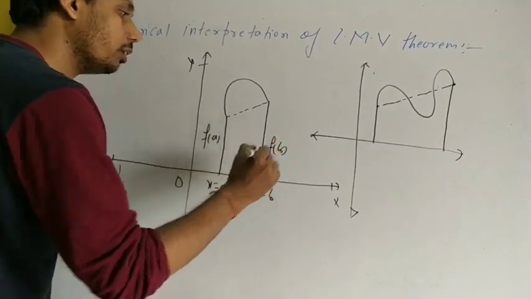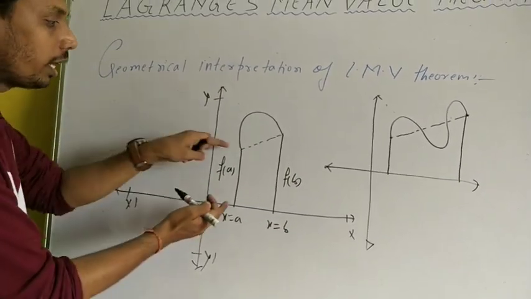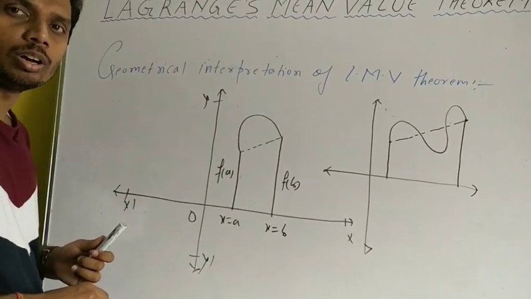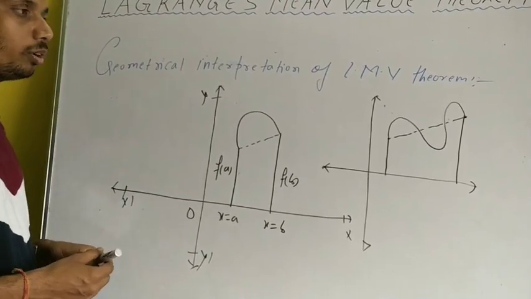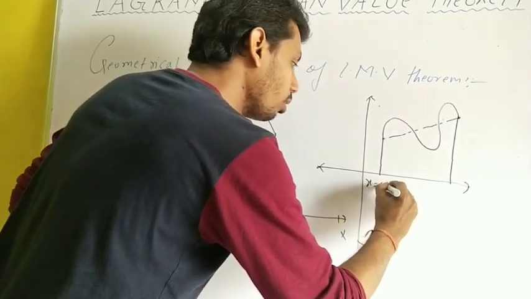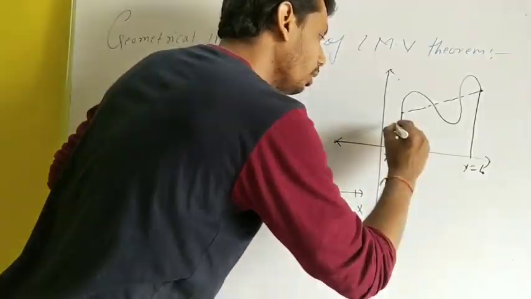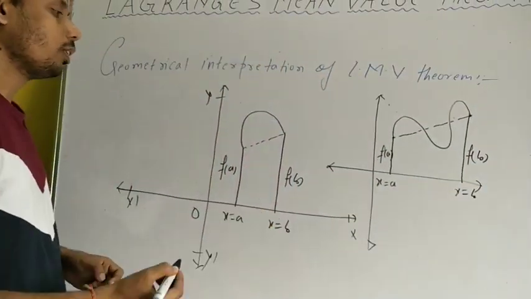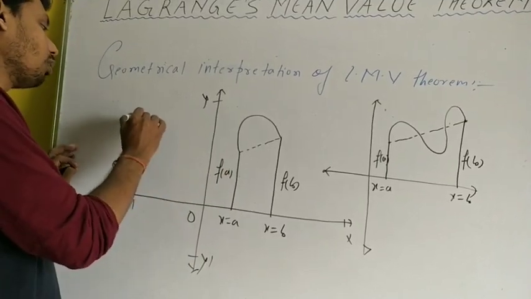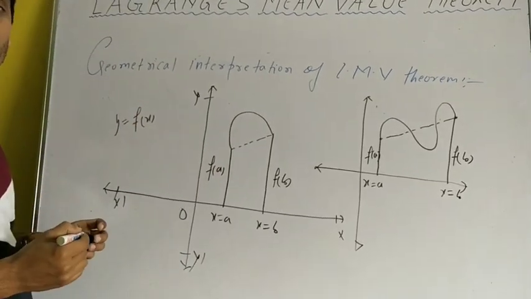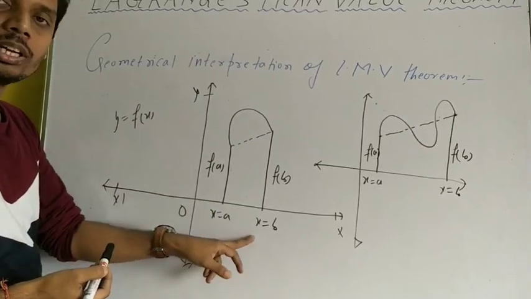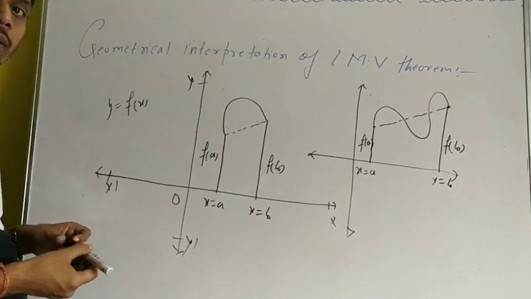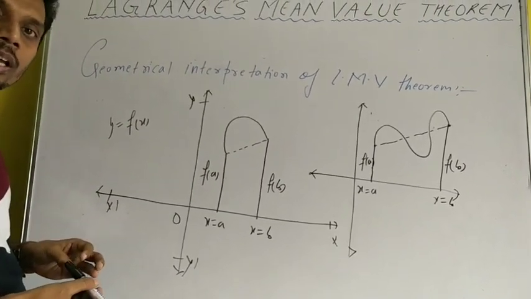is f of b. In the case of Rolle's theorem, we have seen that f of a and f of b were equal to each other. But it does not happen in the case of this Lagrange's mean value theorem. Similarly, this is x is equal to a, this is x is equal to b, this is f of a and this is f of b. Now, this function y is equal to fx is a real valued function which is defined in the closed interval a comma b such that it is continuous in the closed interval a comma b. At the same time, it is differentiable in the open interval a comma b.